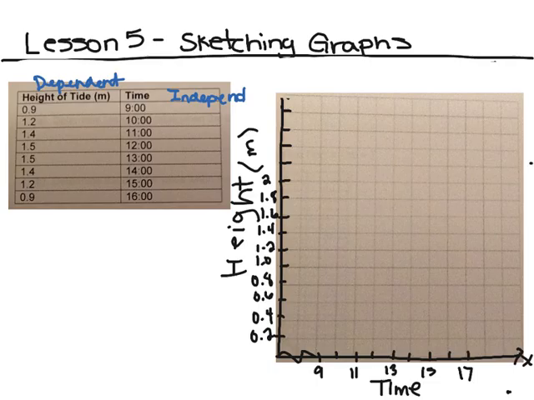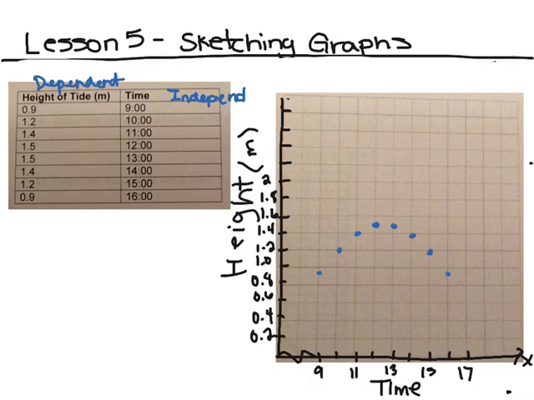So we're going to plot the points. At 9 o'clock it's at 0.9. That's right about there. At 10 o'clock it's at 1.2. At 11 o'clock it's at 1.4. 12 o'clock it's at 1.5. 13's at 1.5. 14's at 1.4. 15's at 1.2, and 16 is at 0.9 again.